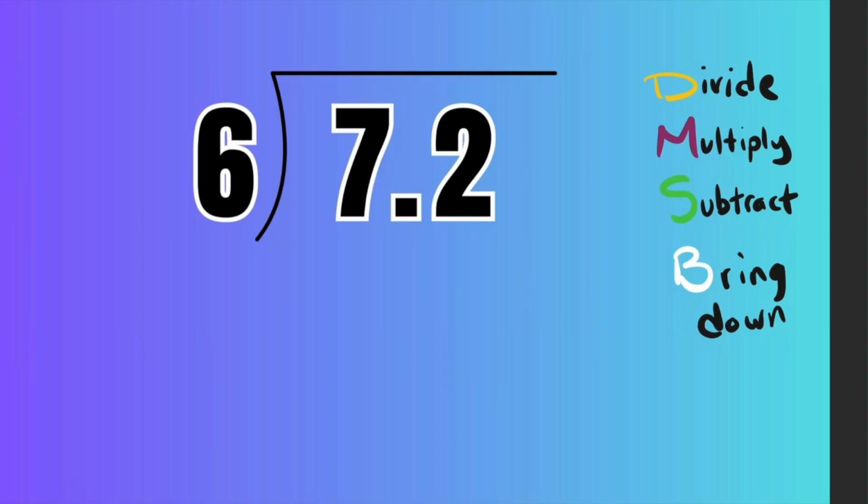Step 2, divide the first digit. How many times does 6 go into 7? It goes in 1 time, because 6 times 1 is 6, and then we'll subtract 7 minus 6 is 1. Bring down the 2. Oh, don't forget to bring up that decimal in between the 7 and the 2 for 7.2. Bring it up so that it's next to the 1 on the right side of the 1.